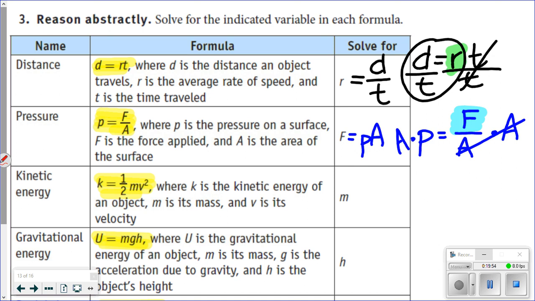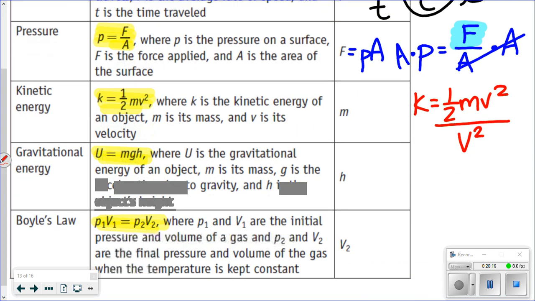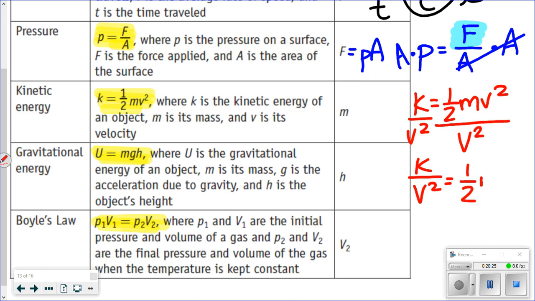The next question, we are solving for m. So what I'm going to do is I'm going to get rid of v squared first. V squared. So I'm going to divide by v squared. Divide by v squared. So k divided by v squared equals 1/2 m.